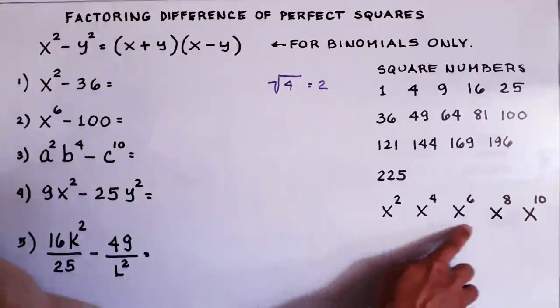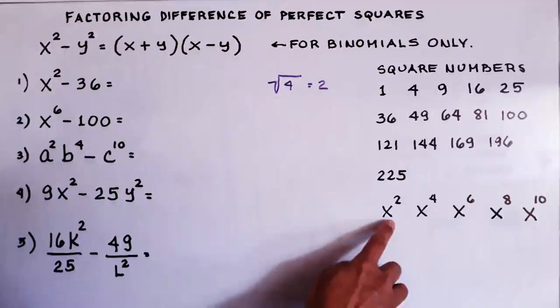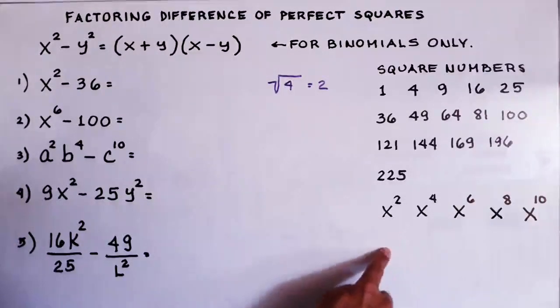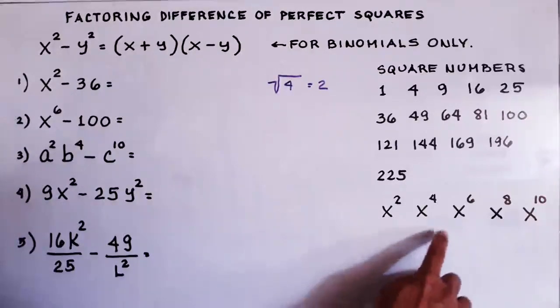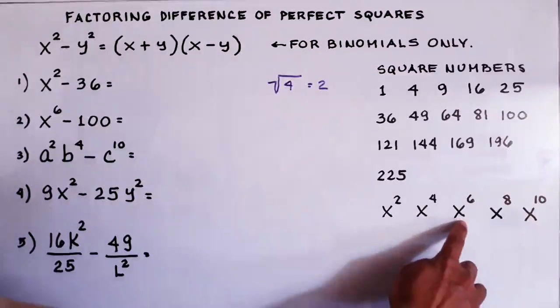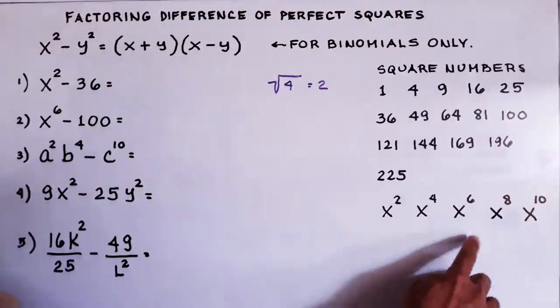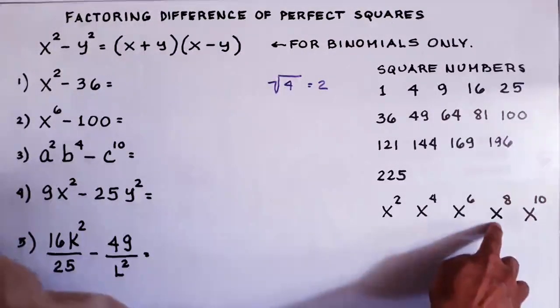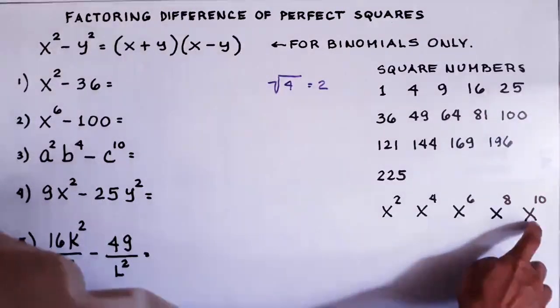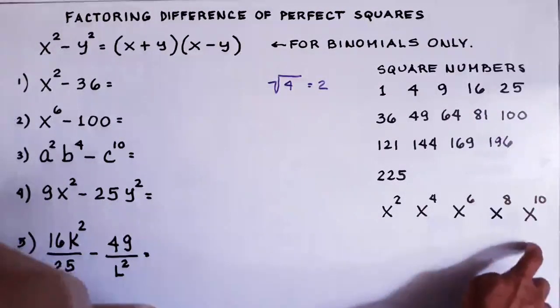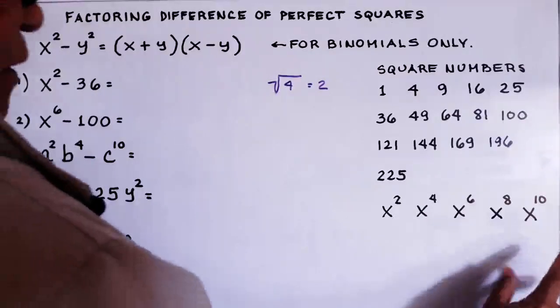For the variables, the square root of x squared is x. The square root of x to the 4th is x squared. The square root of x to the 6th is x cubed. The square root of x to the 8th is x to the 4th. And the square root of x to the 10th is x to the 5th.